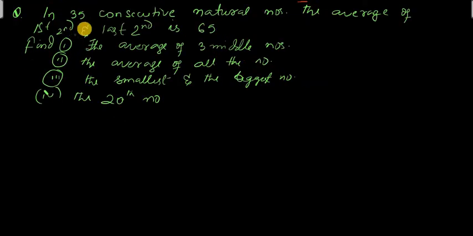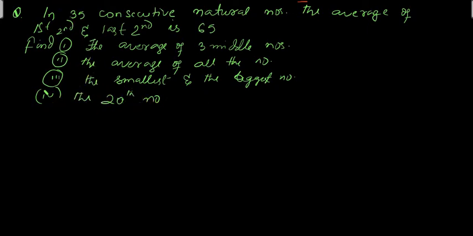Next question: the value in 35 consecutive natural numbers, the average of the first, second and last second is 65. So find the average of three middle numbers, the average of all the numbers, and the smallest and the biggest number and the 20th number.